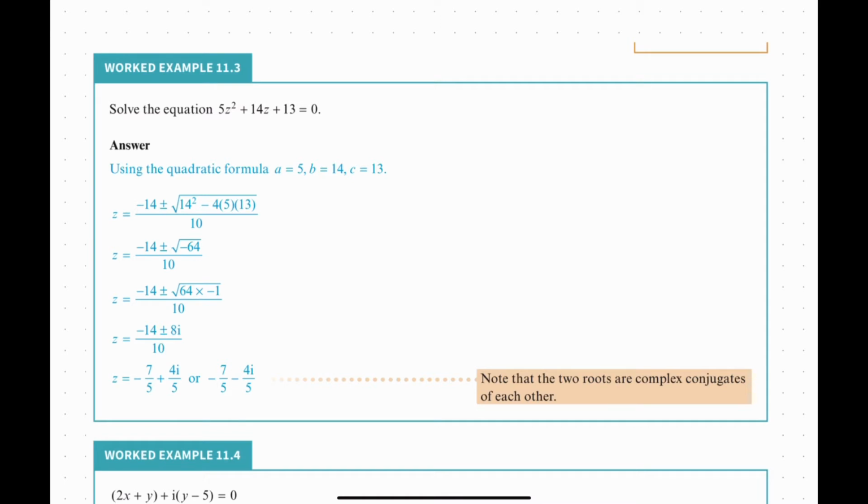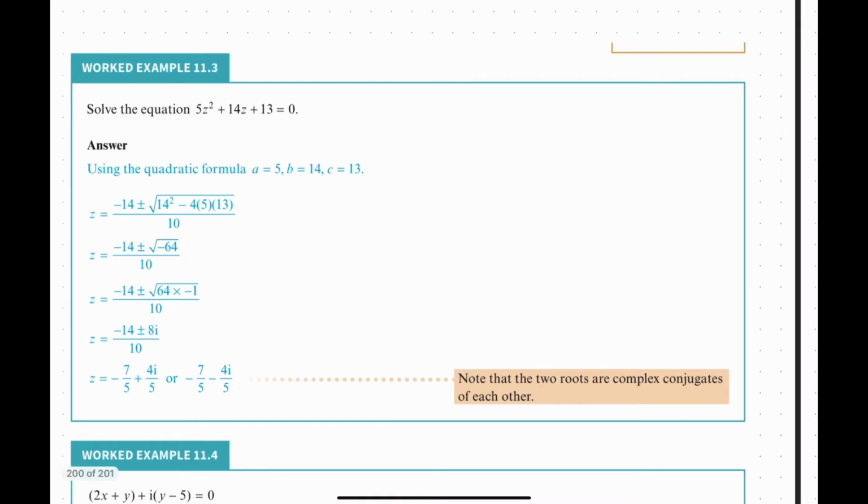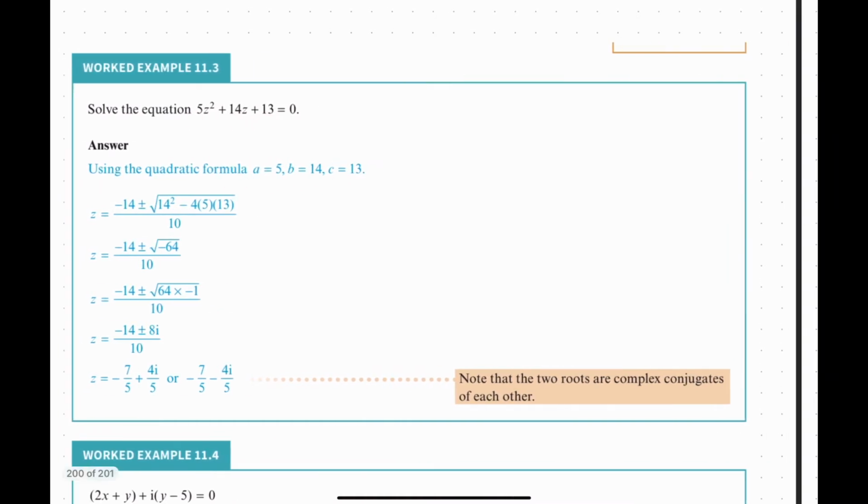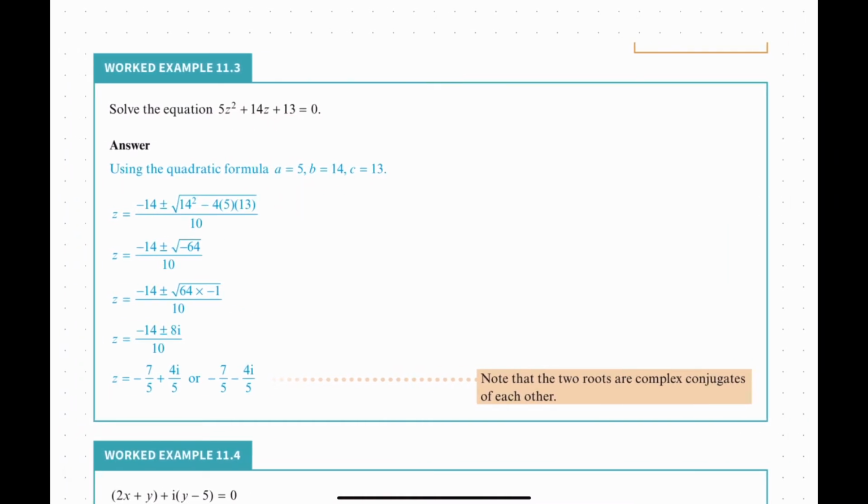So if you had the quadratic 5z squared plus 14z plus 13 equals 0, and you want to solve it, then you can use the quadratic formula: minus b plus or minus the square root of b squared minus 4ac, over 2a, where a would equal 5, b would equal 14, and c would equal 13. So straightforward, substitute it into the equation.